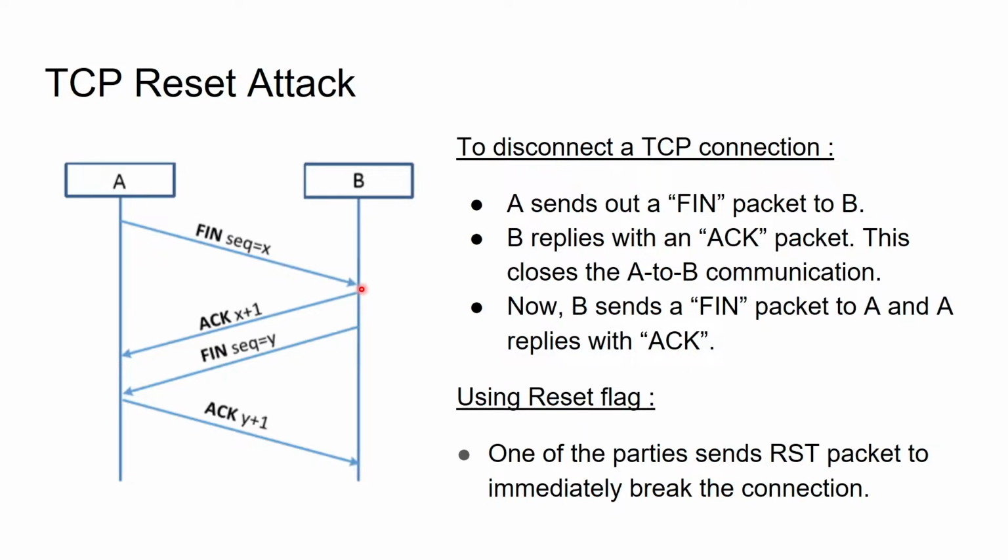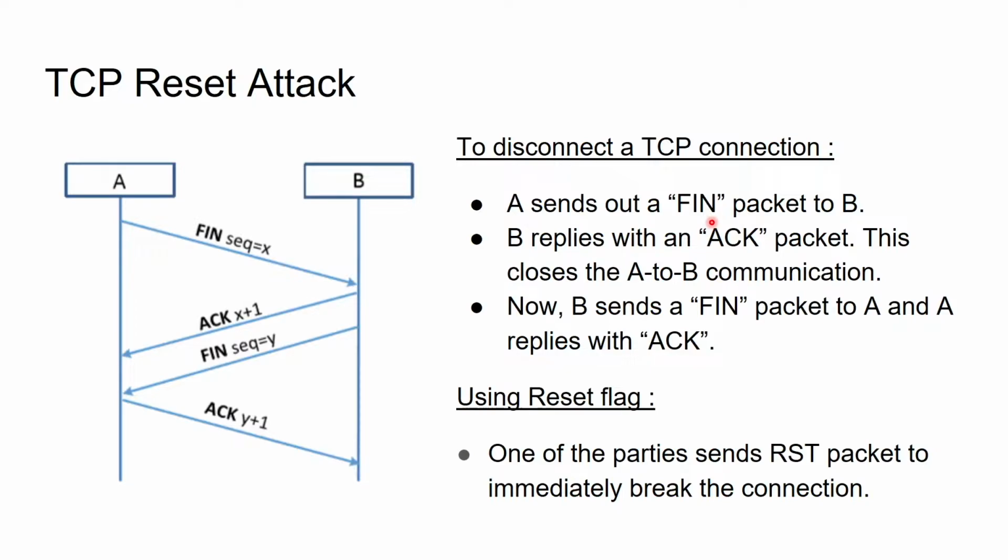But we know TCP is a two-way, bidirectional communication protocol. That means A can send data to B, and B can also send data to A. So right now, after receiving the ACK, A is not able to send data to B, but B can still send data to A. If B also wants to close the connection, then B can send a FIN packet to A, and A will ACK this FIN packet. From here, A and B have disconnected their TCP connection. This is how to use FIN packets to disconnect a TCP connection.